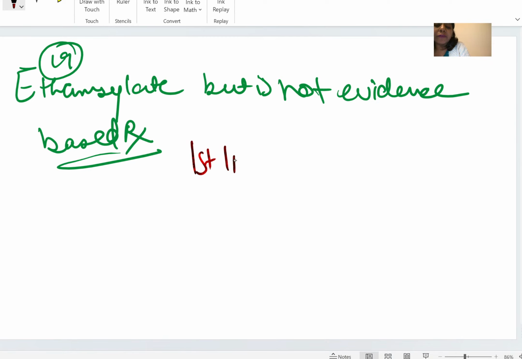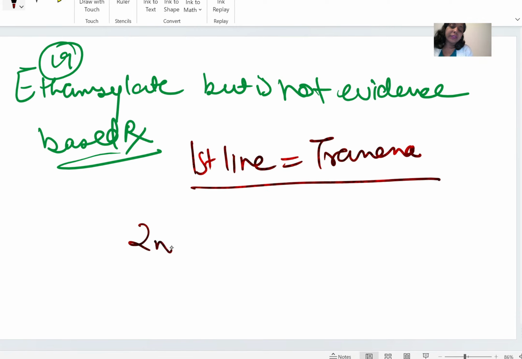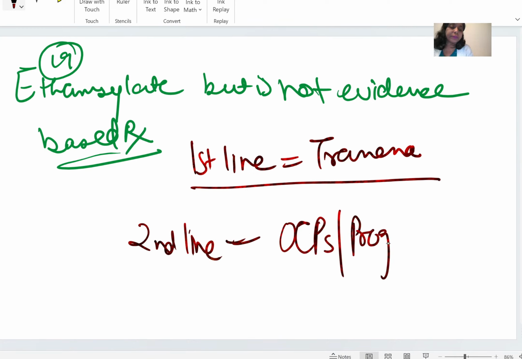The first-line drug for menorrhagia is tranexamic acid. Beta, it is used like clomiphene. They are both SERMs, selective estrogen receptor modulators. The first-line drug is tranexamic acid. The second line, if it does not work, is OCPs or progesterone. Is it okay? Any other query? Please feel free to ask.